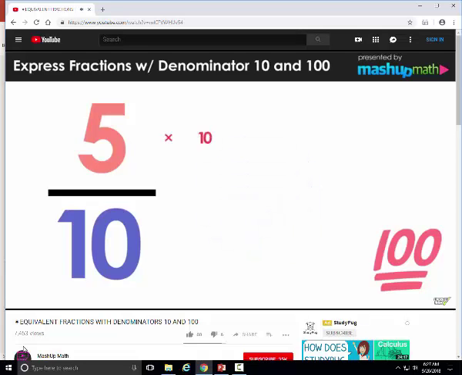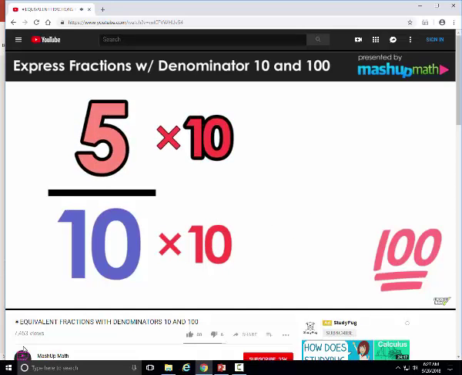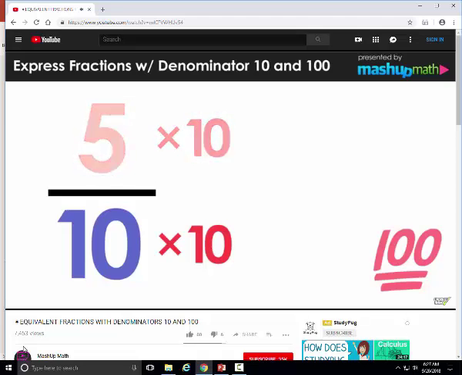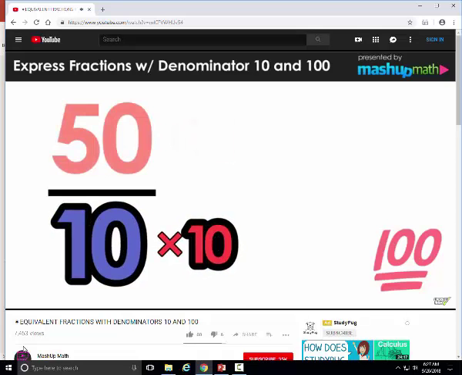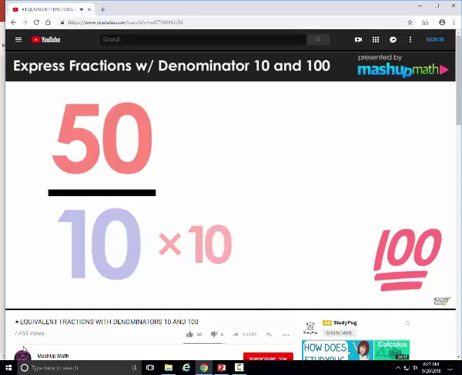But what if we took this fraction 5 over 10 and multiplied the numerator and denominator by 10? The numerator, 5 times 10, would become 50, and the denominator, 10 times 10, would become 100.